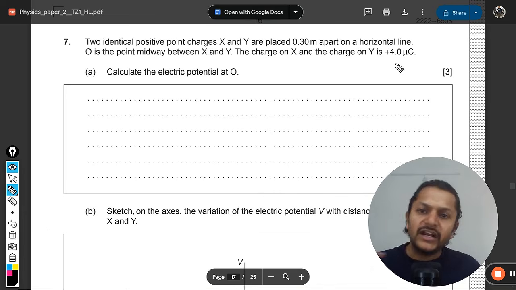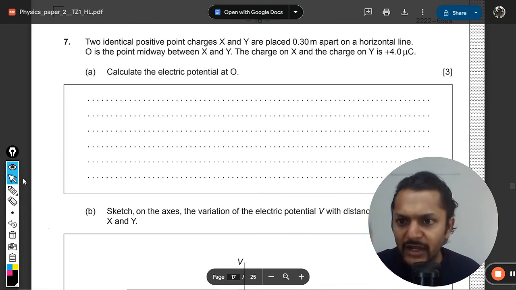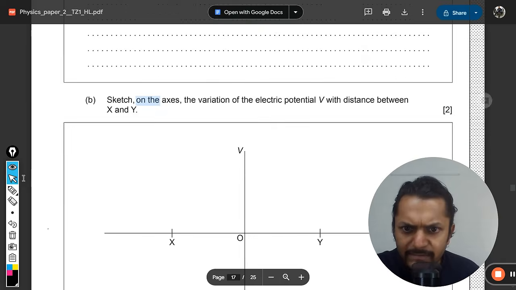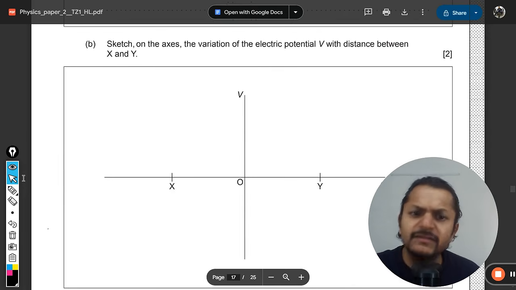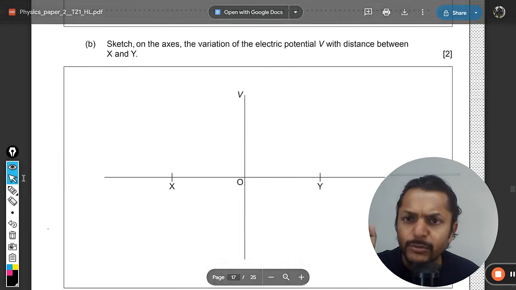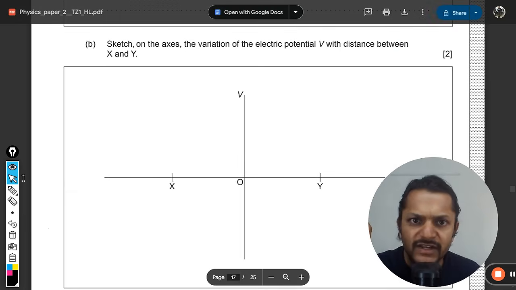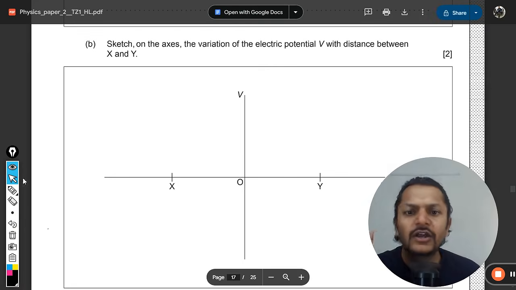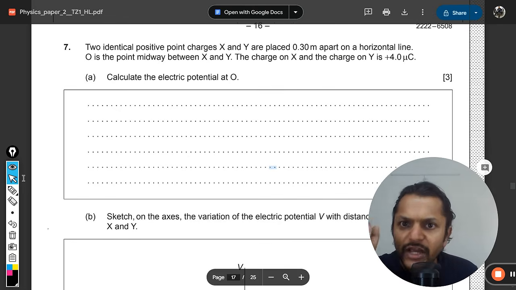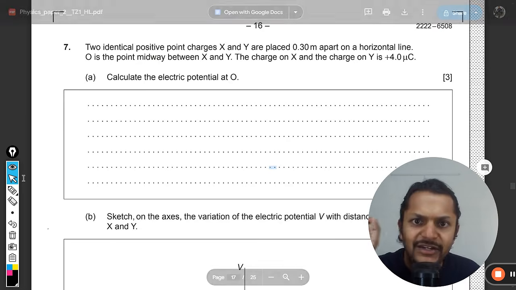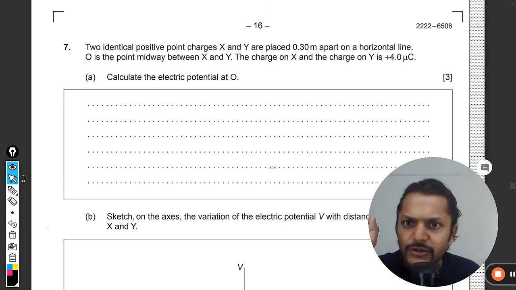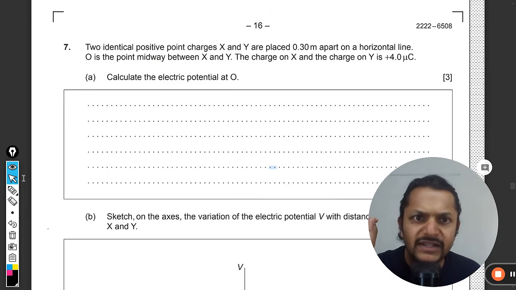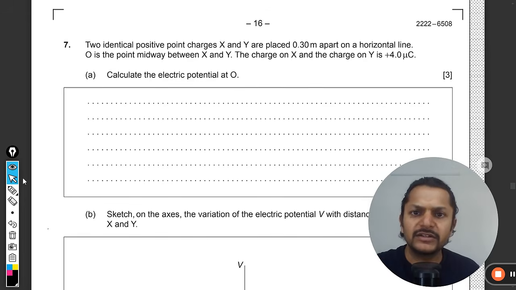So first of all, the diagram is not given up to this, but in part B there seems to be a diagram which we can utilize for the explanation purposes. No problem. Sketch on the axis the variation of the electric potential V. Okay, no problem. We will be doing that also. Calculate the electric potential at O, and two identical positive charges that are placed 0.3 meter apart.